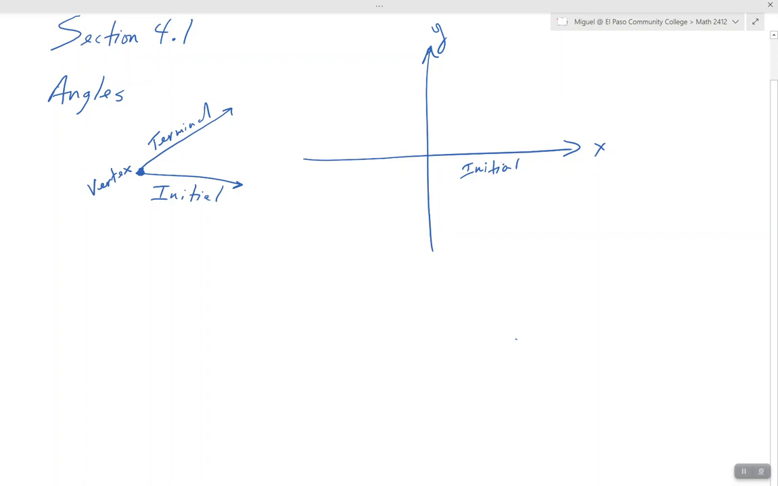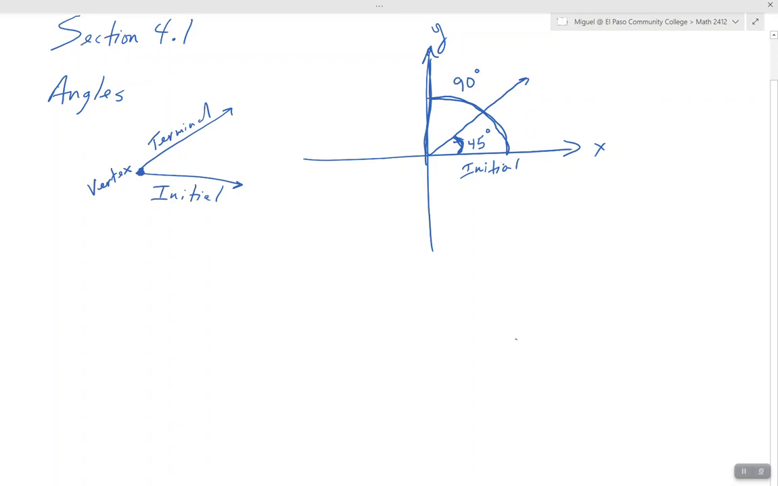So we start there, and then it swings around counterclockwise. If this goes up halfway here, now we're talking about a 45-degree angle. If I go all the way to the y-axis, from the initial side all the way to the y-axis, that would be a 90-degree angle, and so forth.